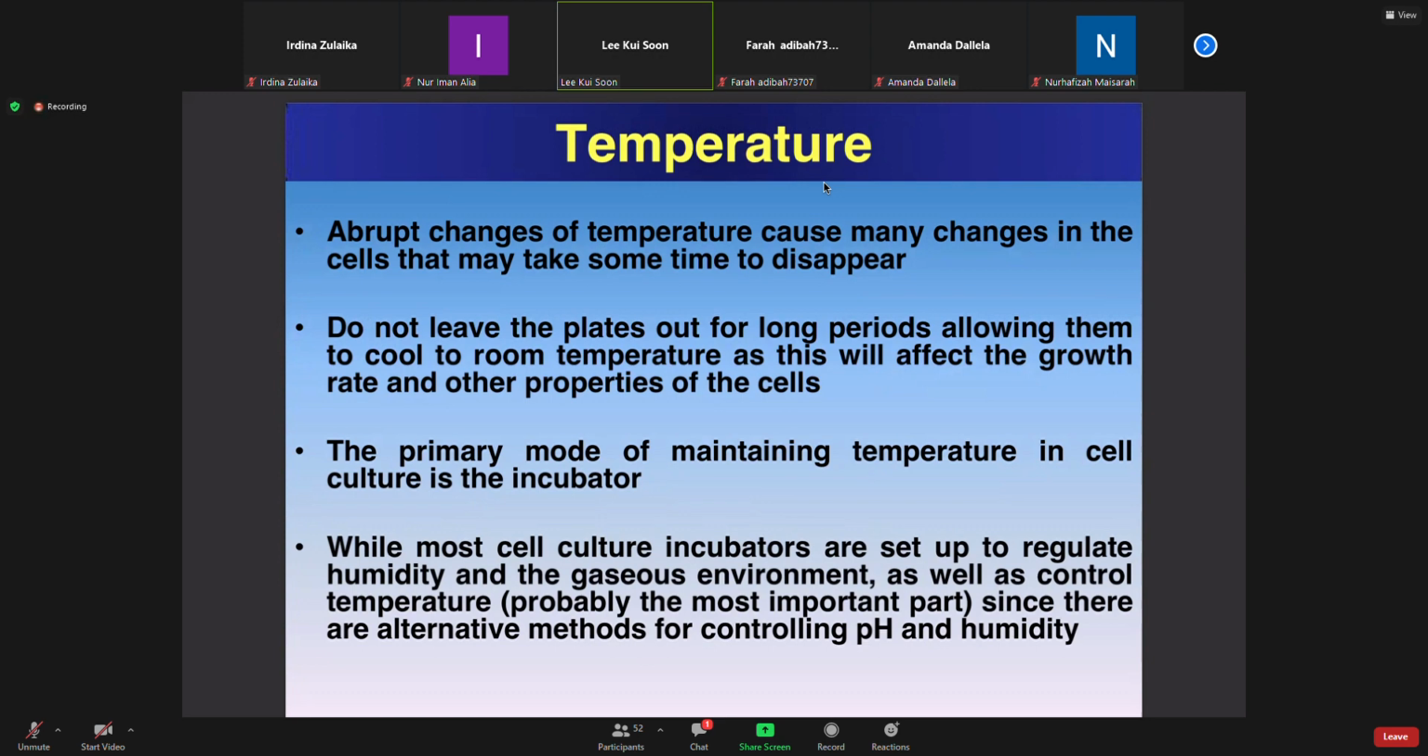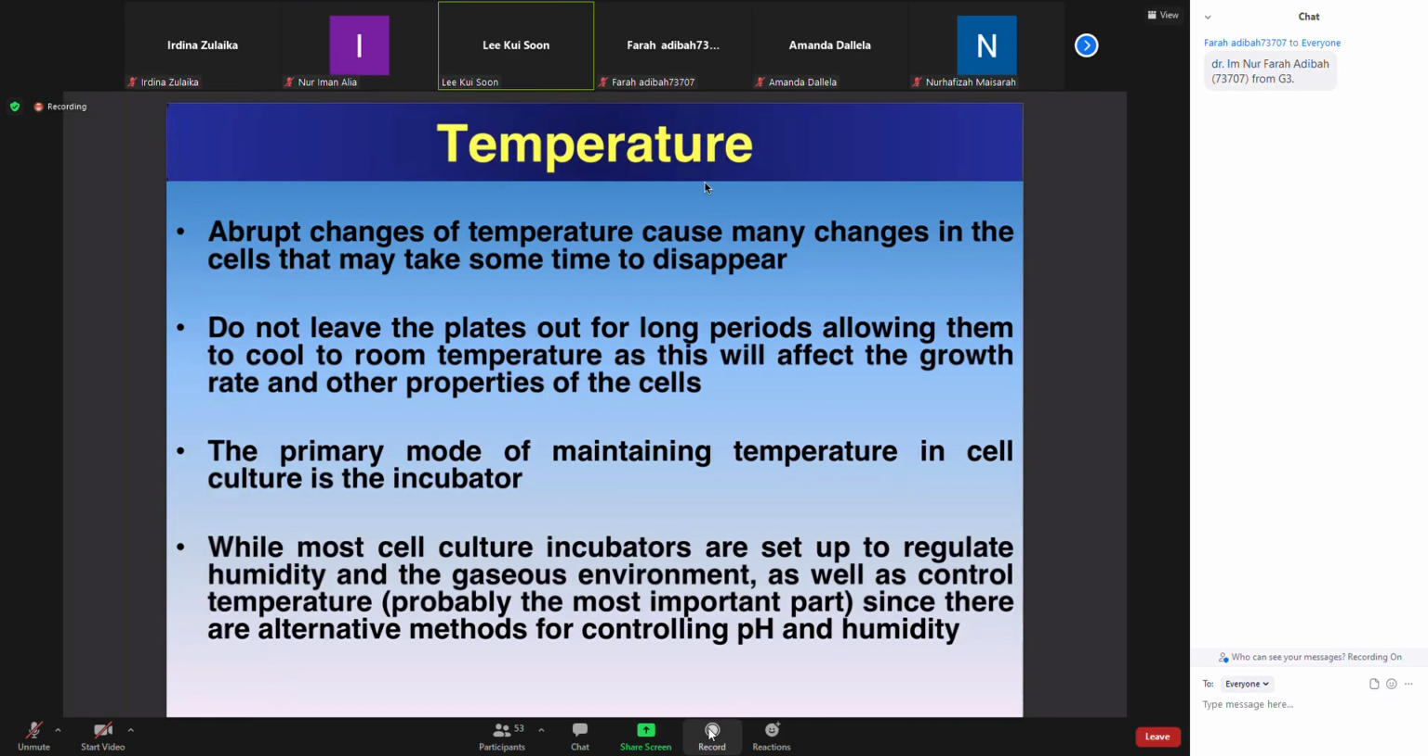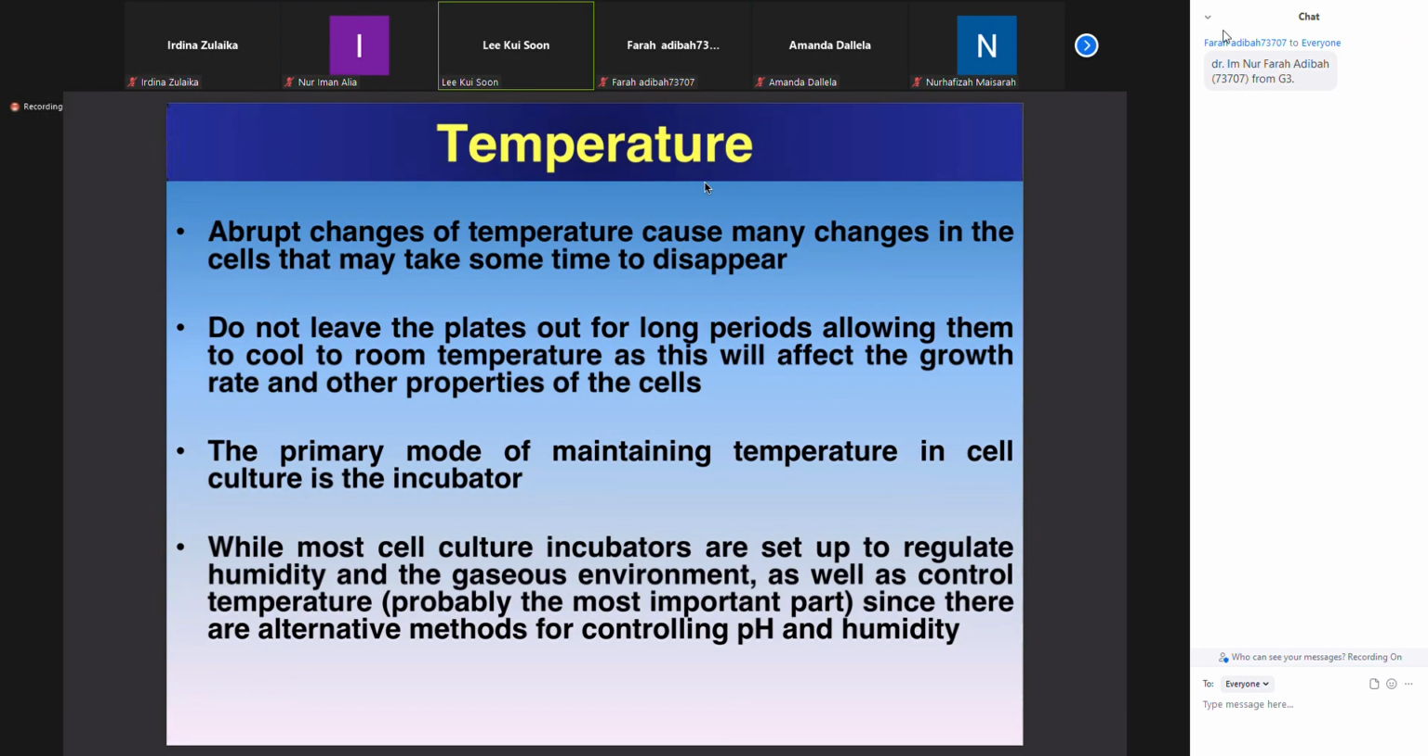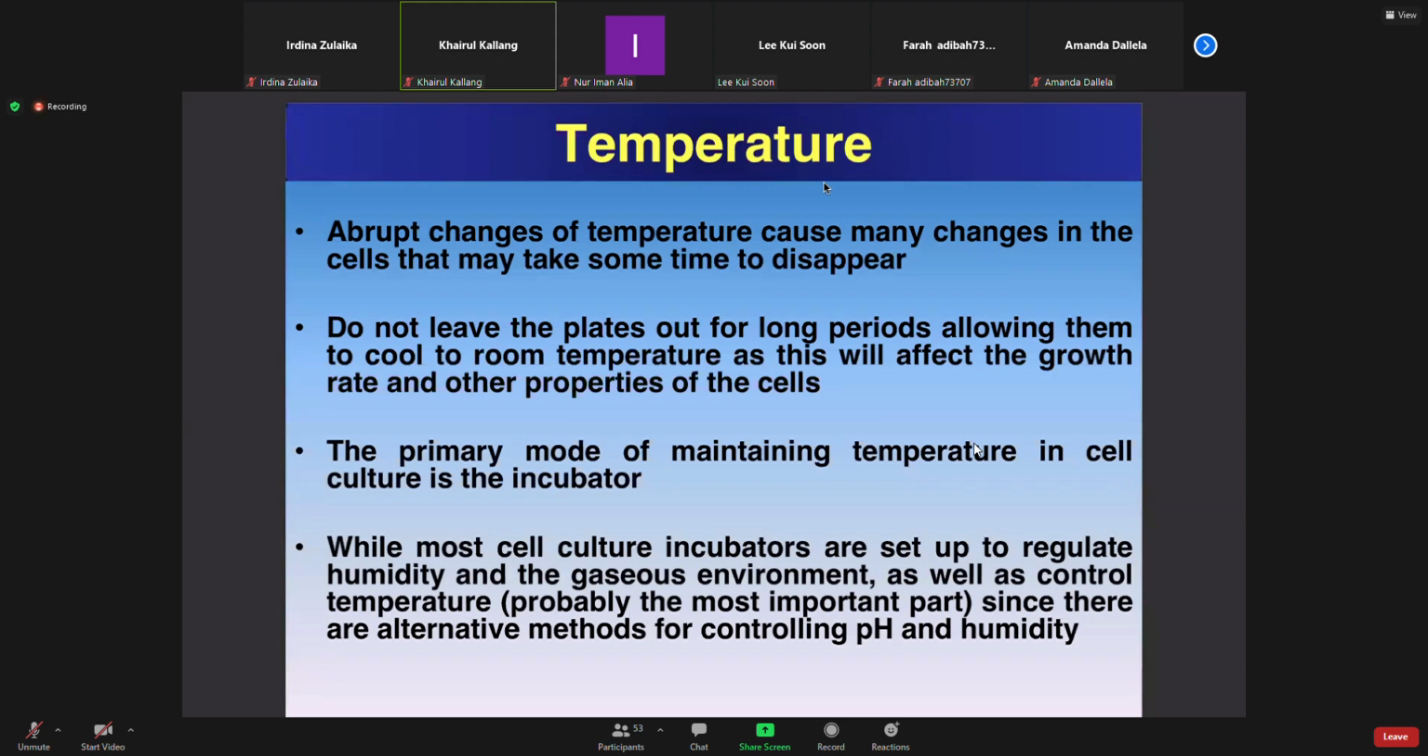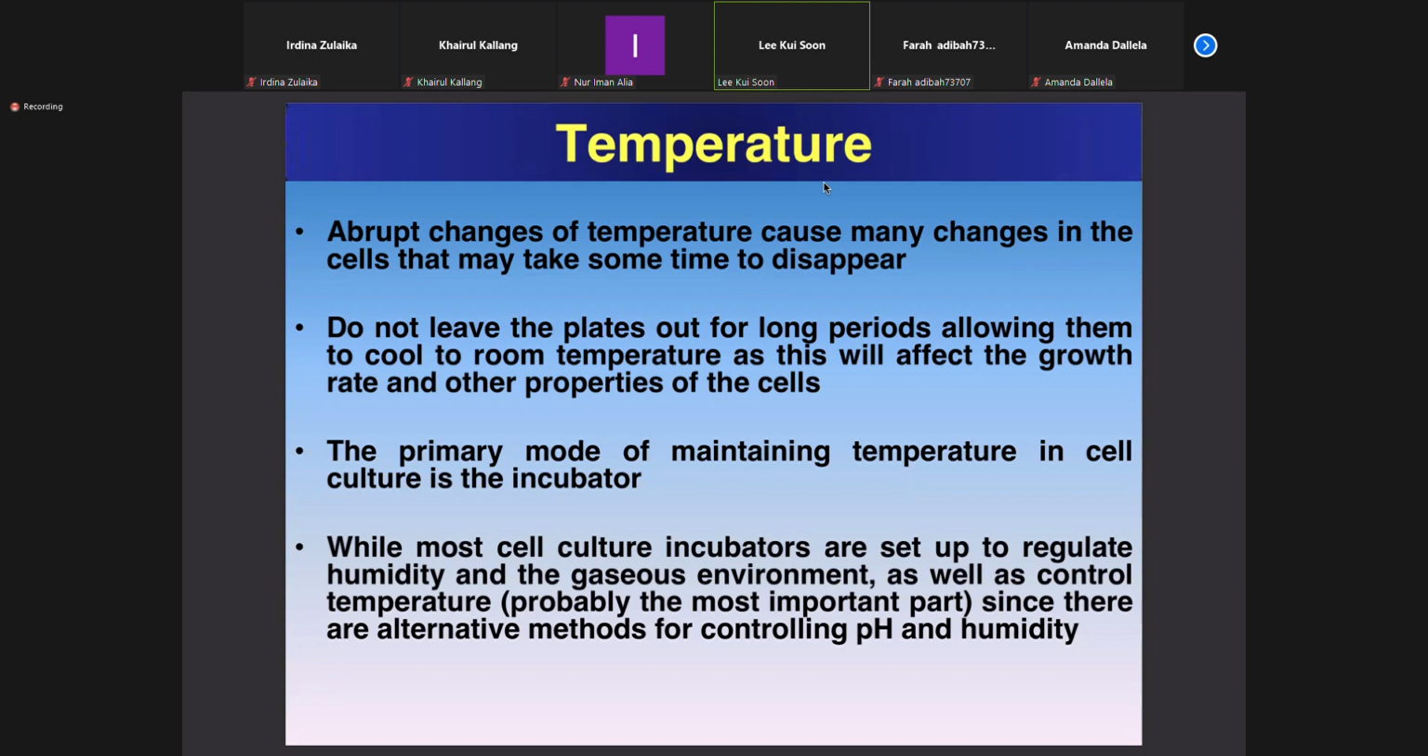And since there are alternative methods for controlling pH and humidity, it is very important that, if you become a lab manager one day, you purchase a good incubator that is equipped with a proper temperature monitoring system. And if you have extra funding, then you probably will consider those incubators that can provide a pH buffering system as well as a humidity monitoring system. Okay, so far, can you follow me?